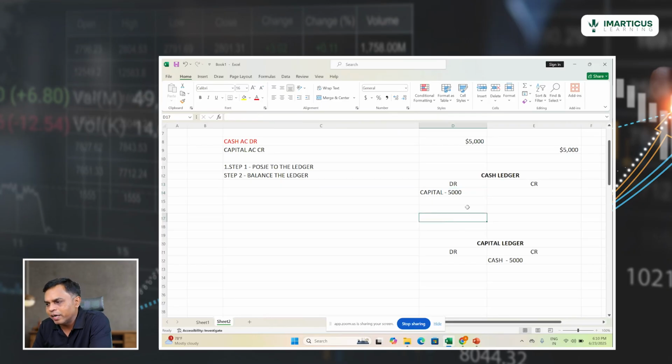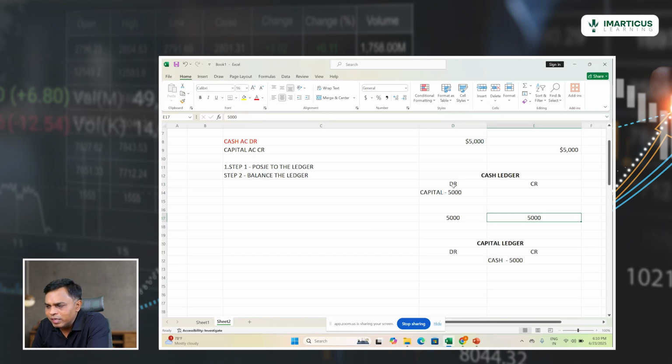If you look at the cash ledger, the debit side is 5,000. However, the credit side balance is nil. So as of now the ledger is imbalanced. How do you balance the ledger? Whichever total is higher, apply it on both sides. In this example, the debit side total was high, so I applied the debit side total to the credit side.